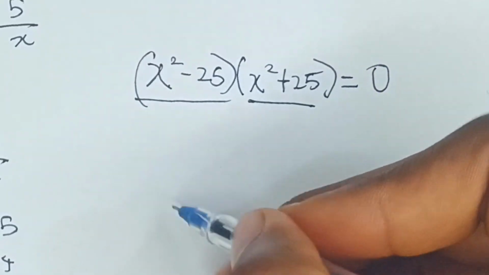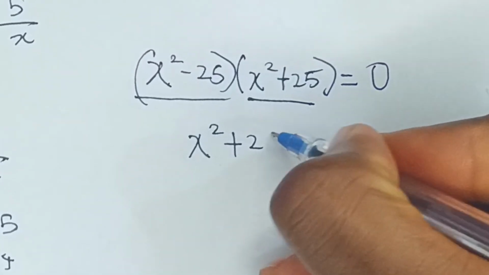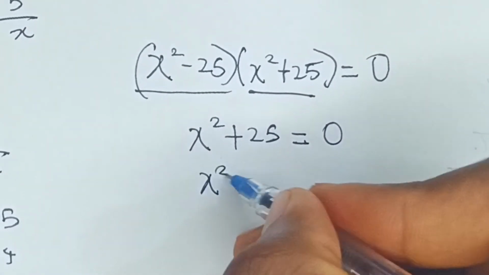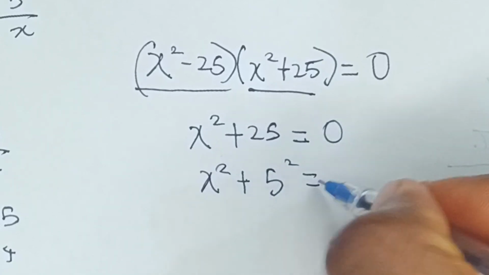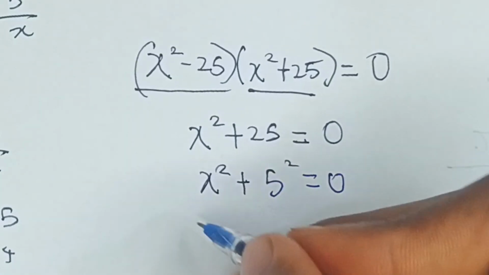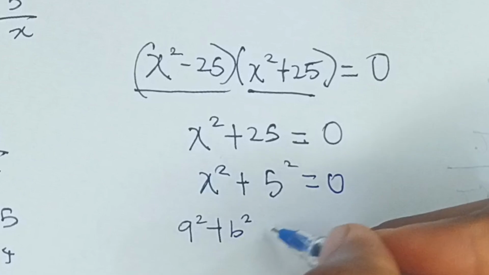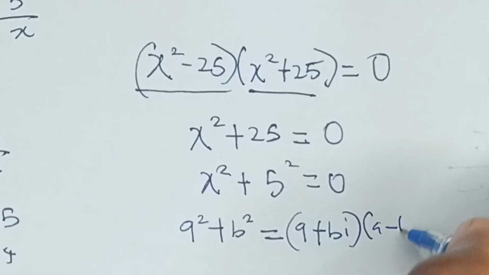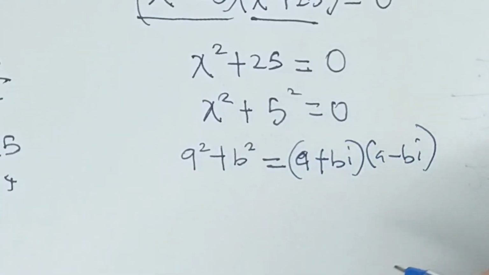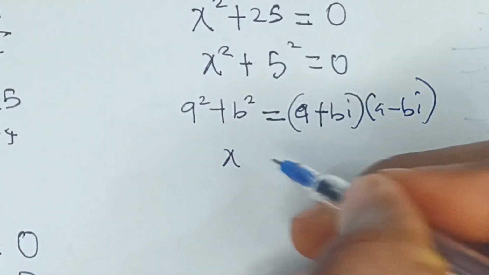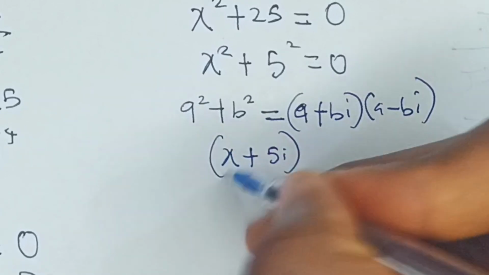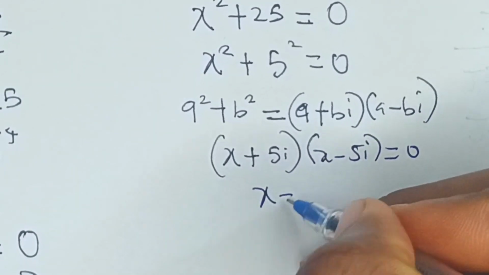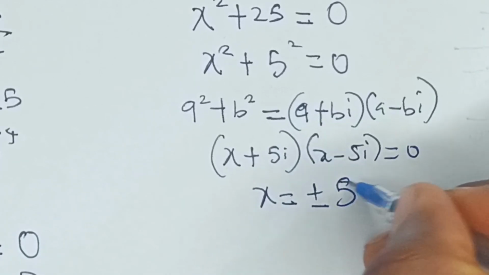Now, let's solve for this one. We can say that x squared plus 25 is equal to 0. Now, we have that x squared plus 25, which is 5 squared, is equal to 0. This is the sum of 2 squares, and if we have a squared plus b squared, it's equal to a plus bi multiplied by a minus bi. Hence, from here we have x plus 5i multiplied by x minus 5i is equal to 0. Hence, x is equal to plus or minus 5i.